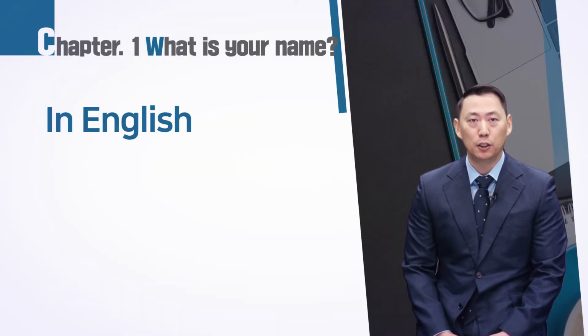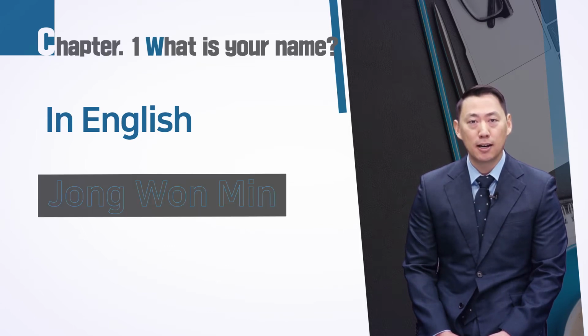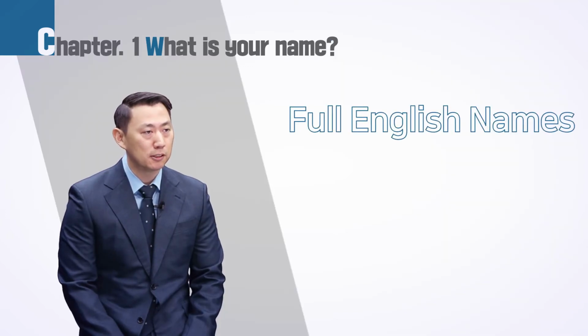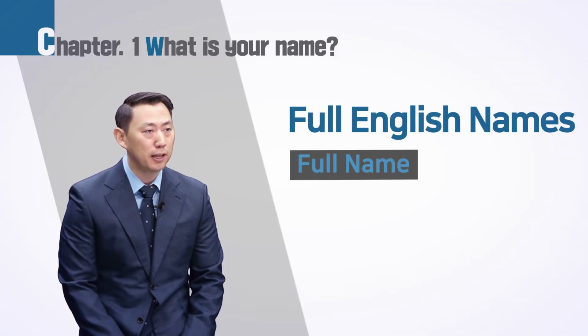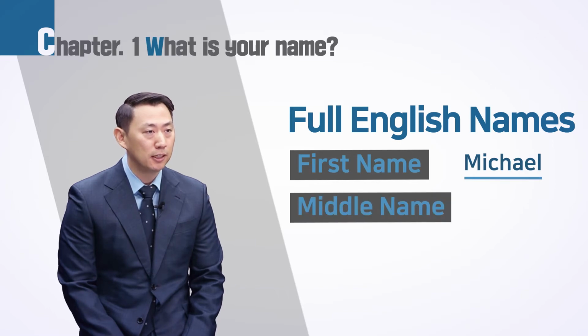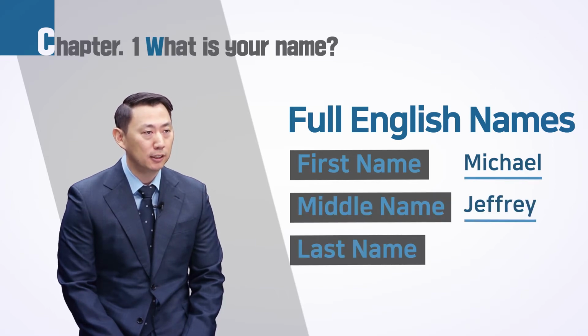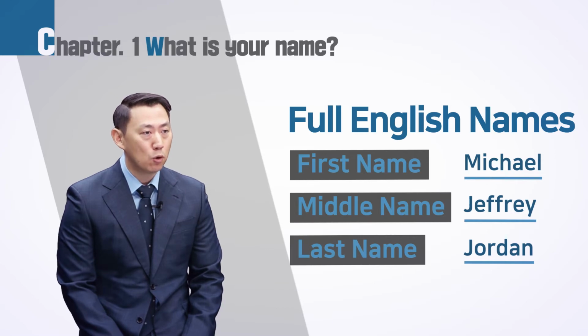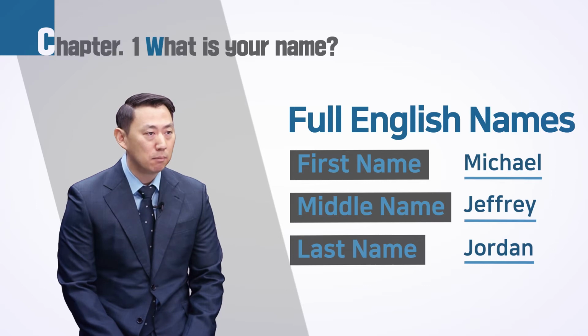However, in English, you want to introduce your first name first and last name last, such as, "Hi, my name is Jong-won Min." The reason for this is because there are actually three parts to an English full name. For example, Michael, Jeffrey, Jordan. The first name is Michael, the middle name is Jeffrey, and the last name is Jordan. So, Min Jong-won, written correctly as Jong-won Min, can be confusing since there are three parts, Jong, Won, and Min.